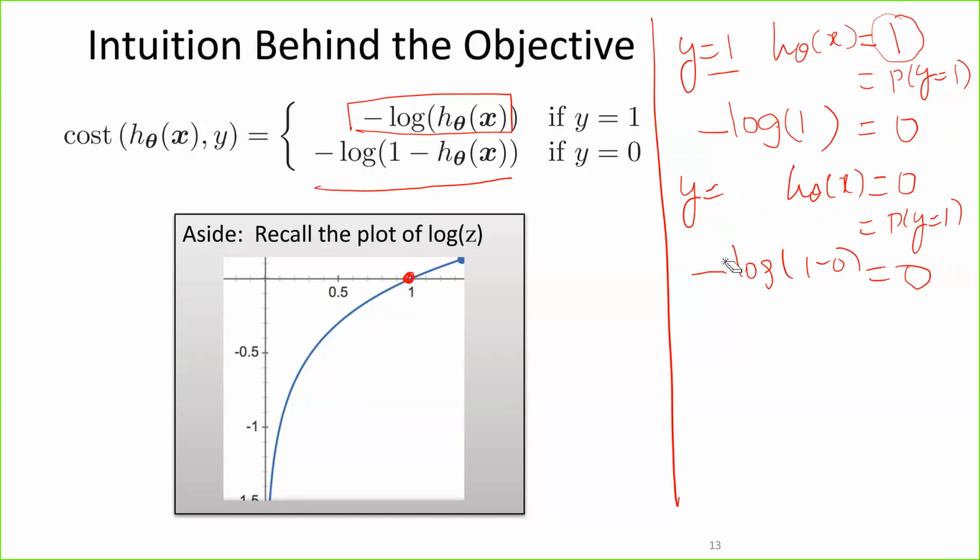Let me take a different case. y equals 1 and h theta of x is 0.3. It means the probability of y equals 1 is 0.3. Is the prediction correct or wrong?